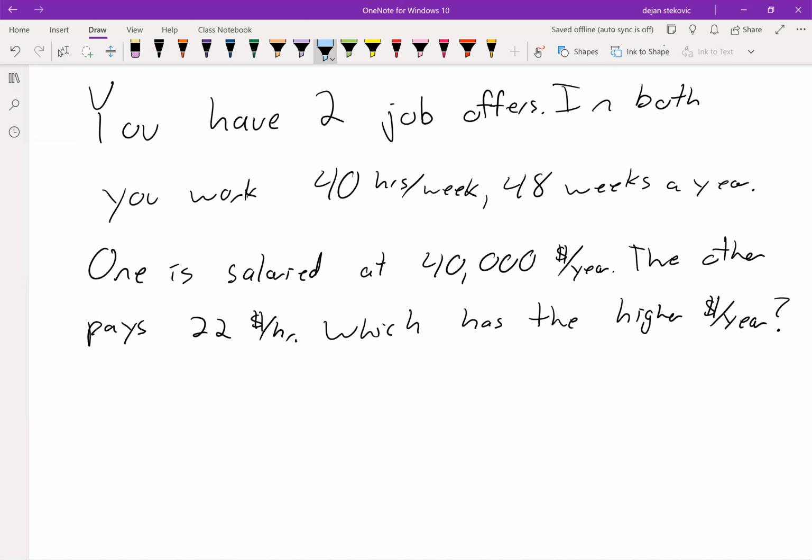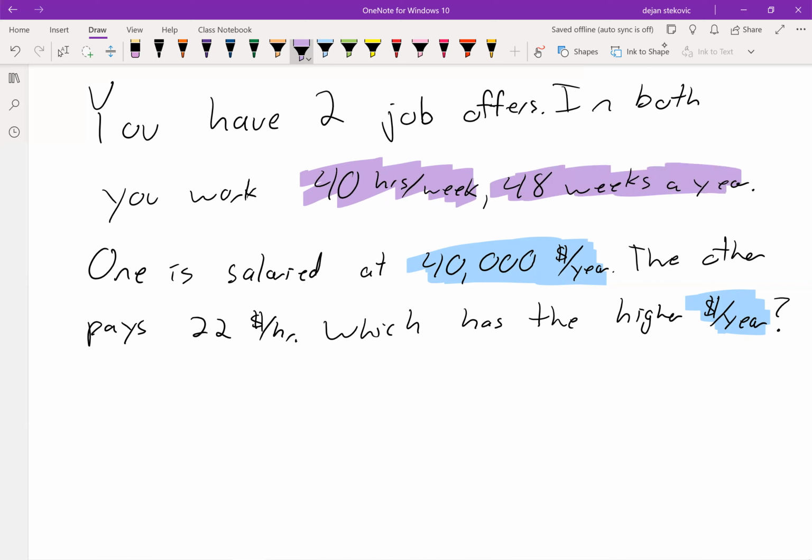And so if we think about what our desired unit is, we want to know which one has the higher dollars per year. So we need to go ahead and compare those, right? For one of them, we're already given dollars per year, so 40,000. So now we just have to figure out if the other job pays more than 40,000 or less than 40,000. And then we can think about what information we're given in this question, right? So we're given 40 hours per week. We're given 48 weeks in a year. And then we're given $22 per hour. And then if we think about what our desired units are, we want dollars on top and then year on the bottom.